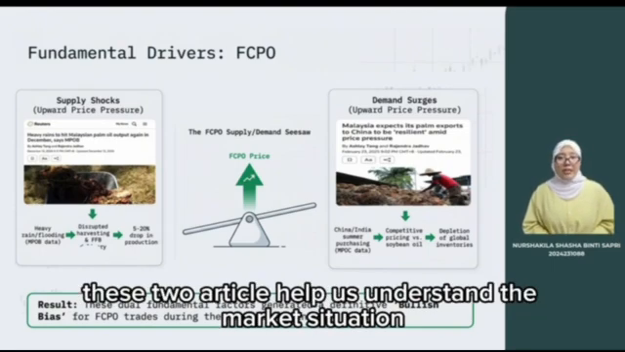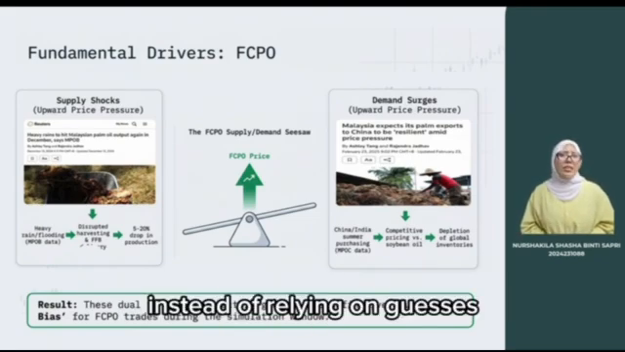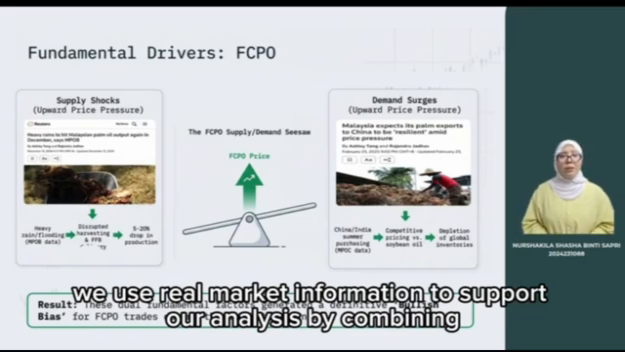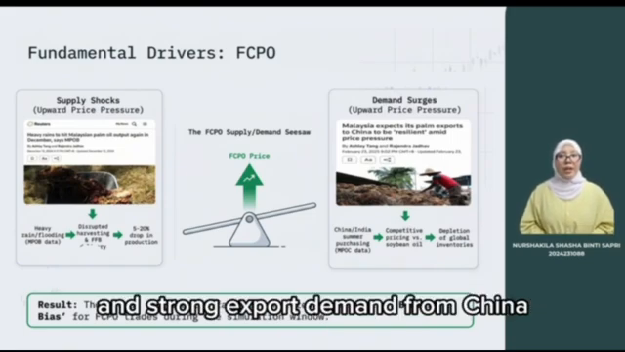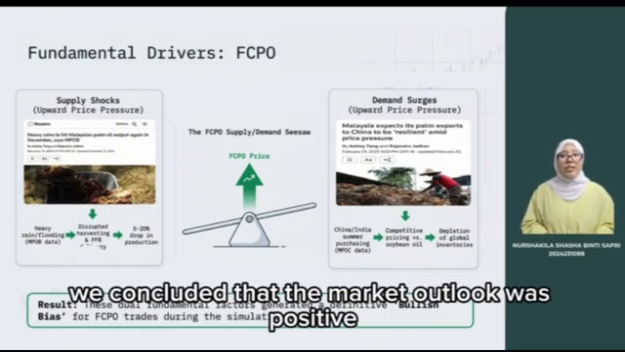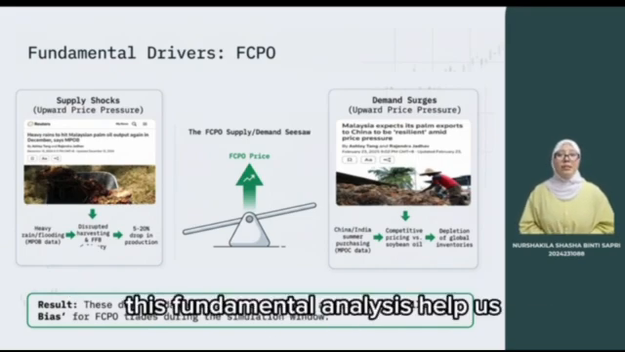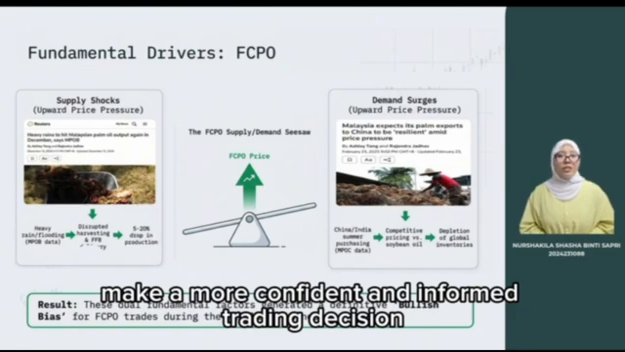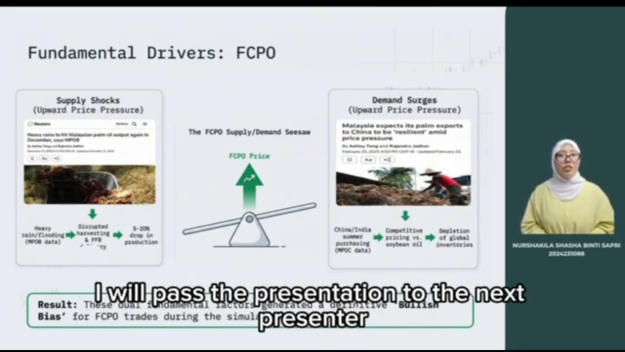Overall, these two articles help us understand the market situation before making our trading decision. Instead of relying on guesses, we use real market information to support our analysis. By combining the impact of lower production due to heavy rainfall and strong export demand from China, we concluded that the market outlook was positive. This fundamental analysis helped us make a more confident and informed trading decision during the trading simulation. That's all for my part. Now, I will pass the presentation to the next presenter.